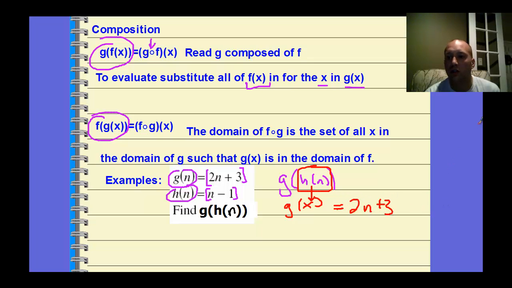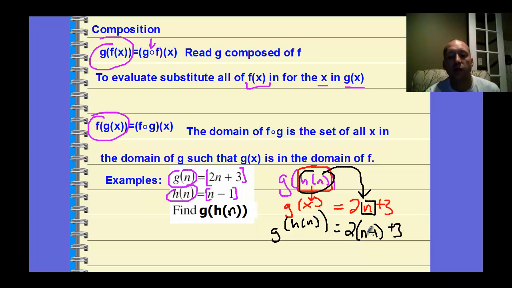That's the g function. But instead of writing n, we want to replace it with h of n. h of n goes in place of n. Well, h of n is the entire function n minus 1. So when I write g of h of n, we're going to write 2 times, instead of writing n, I'm going to replace it with all of h of n. So n minus 1 plus 3. So n minus 1 is h of n. And then you just simplify. So you have 2n minus 2 plus 3, or 2n plus 1.